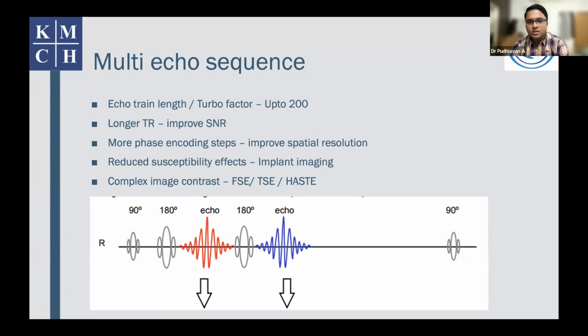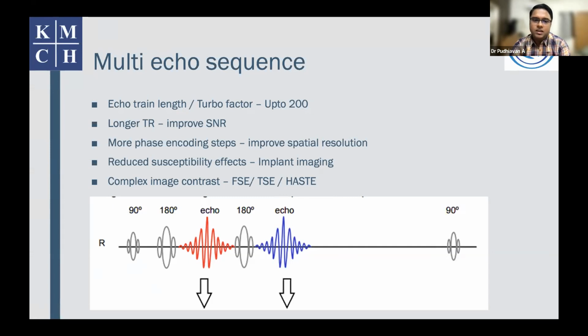So a multi-echo sequence can also be used when there is an implant. But the problem here is that since the TE time keeps on varying with each and every signal, the image contrast is a complex contrast. So it will not be a pure T2 weighted image.